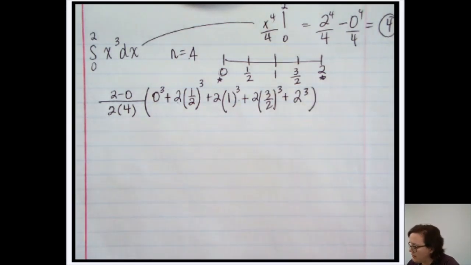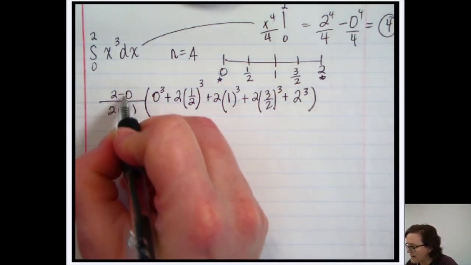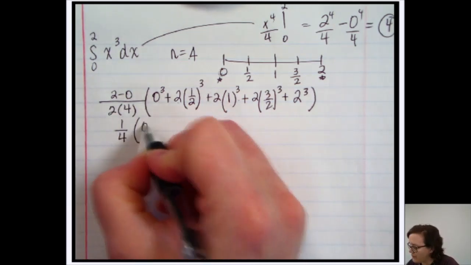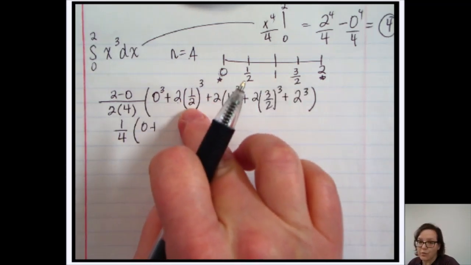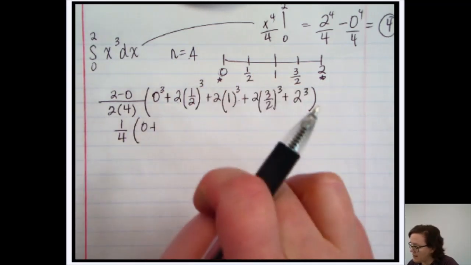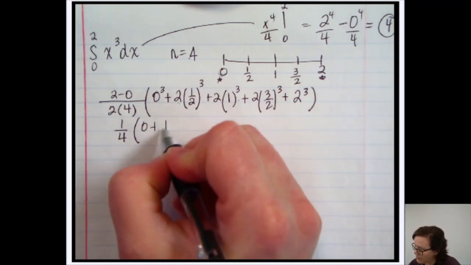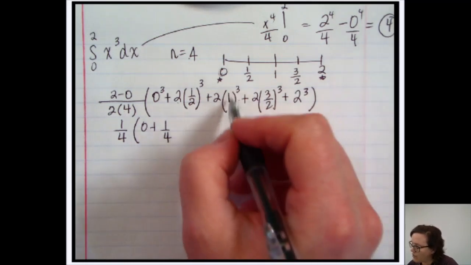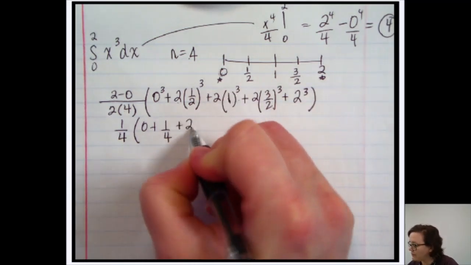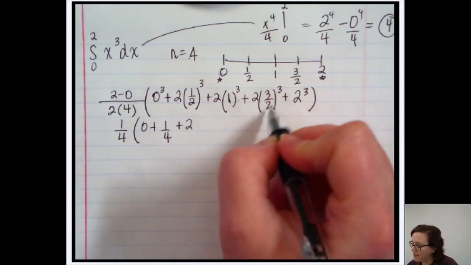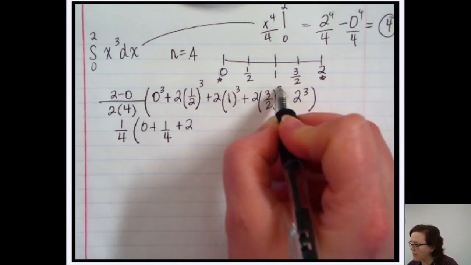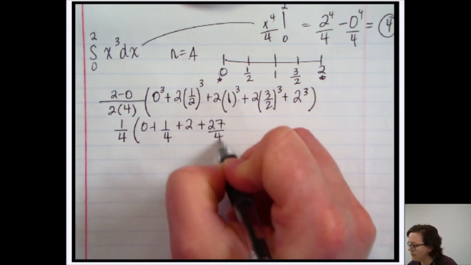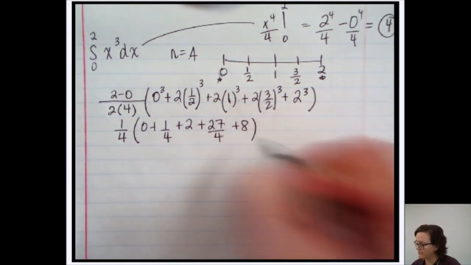Okay. So now we just simplify. This is 2/8, which is 1/4. Okay. 0 cubed is just 0. 1/2 cubed is 1/8. Okay. Times 2/8, so we just get a 4th. I said that wrong, I'm sorry. 1/8 times 2, so we get a 4th. Okay. 1 cubed is 1, so times 2 is 2. 3/2 cubed is 27/8, 2 cubed is 8, so we get 27/8 times 2, so that ends up giving us 27/4, okay, plus 8.